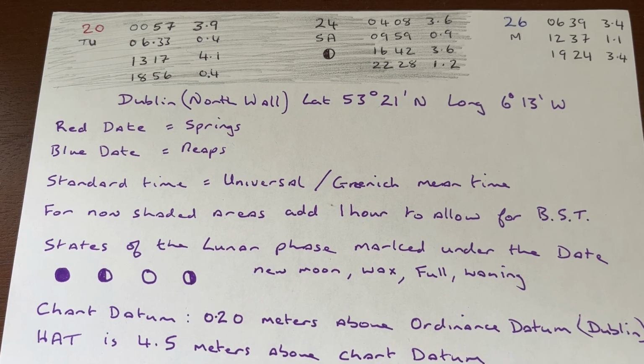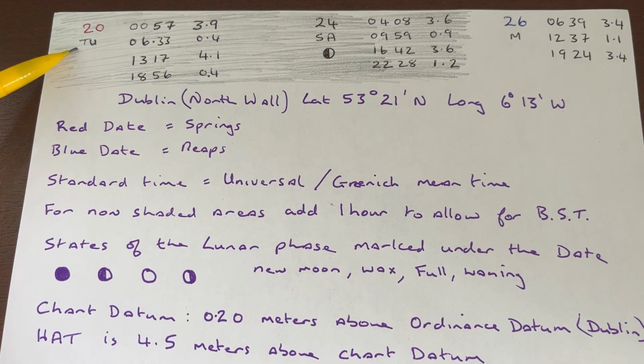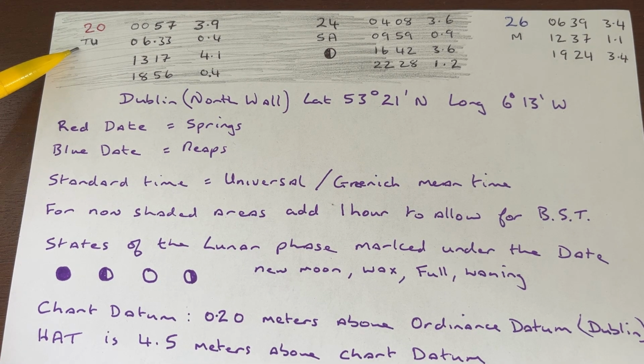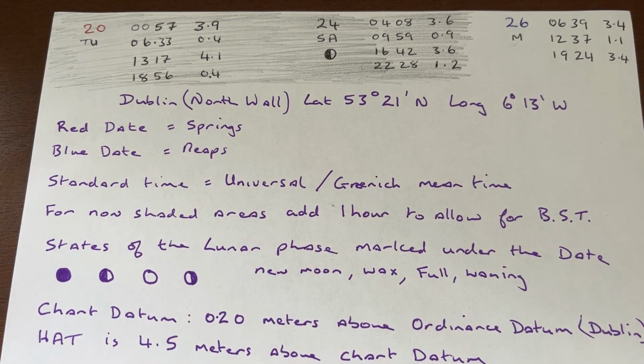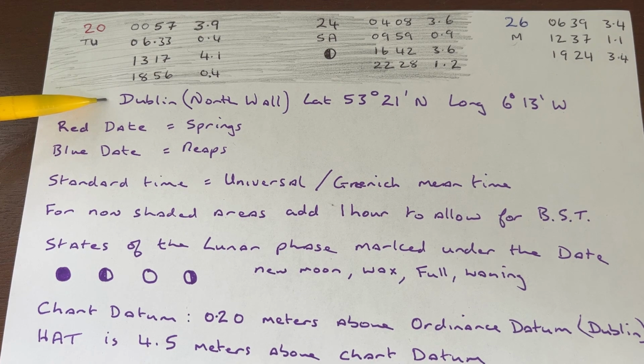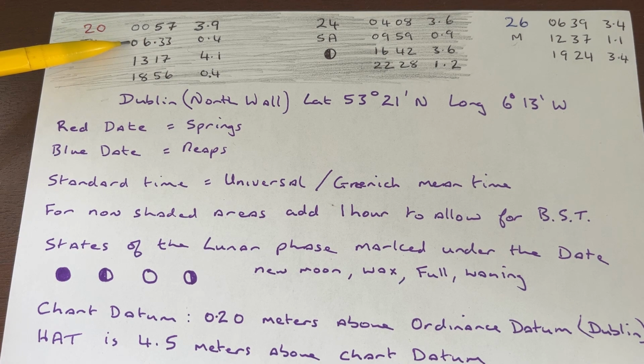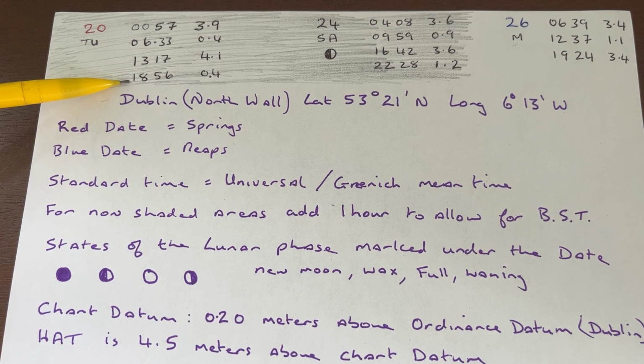If you look at your tidal almanac, with regards to tides, it gives an awful lot of information. The red numbers denote spring tides. The blue numbers denote neap tides. You will also notice there are symbols denoting the lunar phase marked under the date. Example, new moon, waxing moon, full moon, waning moon. At the top of your page you will have your latitude and longitude for your standard port, the times of your high water and low water in its cycle for that day.